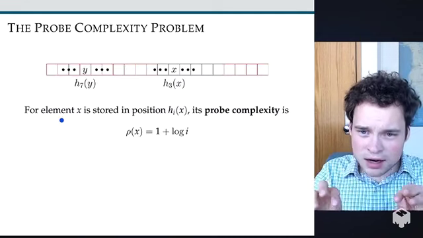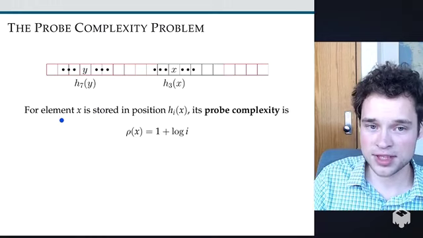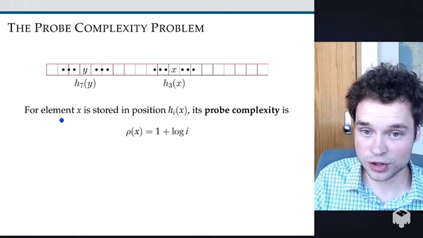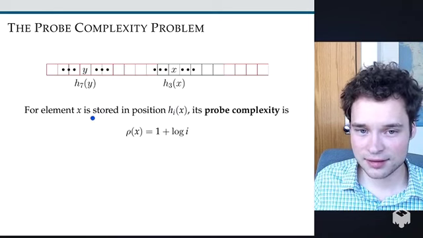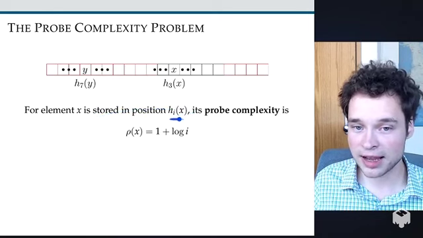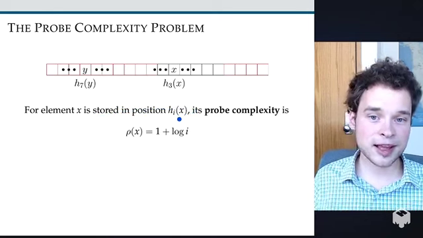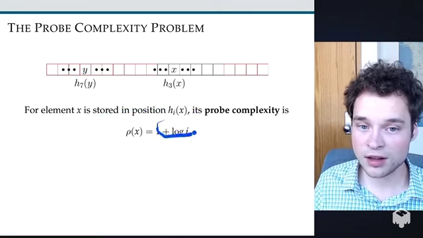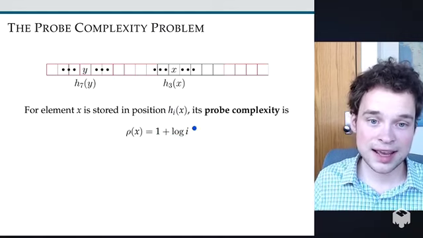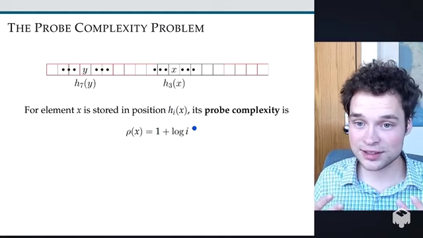And I want to zoom in on one of the central problems that you face if you want to make this data structure space efficient. For each element x, if we store it in position h_i(x), then let's define the probe complexity of that element to be the quantity 1 plus log i. So it's the number of bits, basically, that it takes to store the number i.